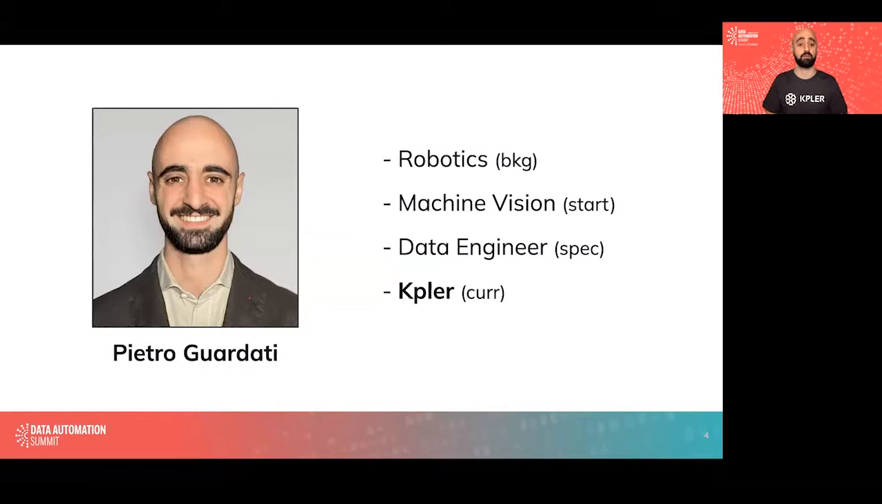So my name is Pietro Guardati. I studied robotics as a Master of Science, and then I started my career as a machine vision engineer. So I basically started building algorithms based on data. These algorithms were used to solve computer vision problems. Then I switched to data engineer after a few years, and I'm specializing into this field. And in fact, I'm working for Kpler currently.